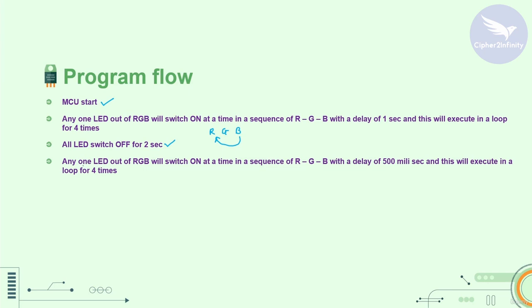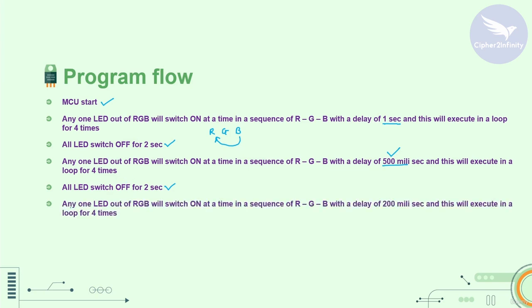Then the next point is any one LED out of RGB will switch on at a time in a sequence of RGB with a delay of 500 milliseconds. The same thing is going to happen in this line. It's just that in this case, the delay between the two LEDs is 500 milliseconds, whereas in the previous case it was 1 second. So the RGB LED will switch on and switch off even faster. Then the next point is all LEDs switch off for 2 seconds. After this, all the LEDs will get switched off for 2 seconds.